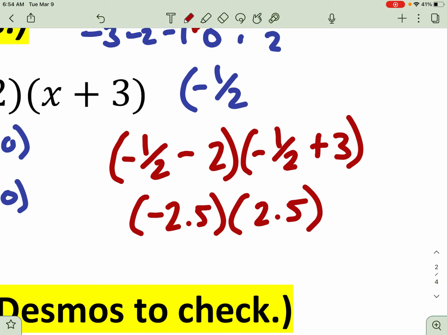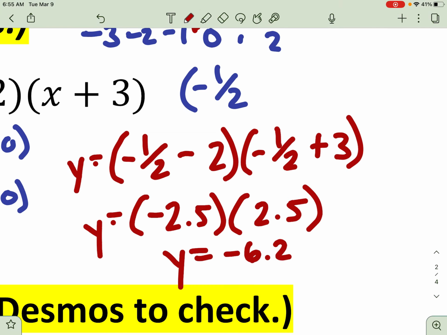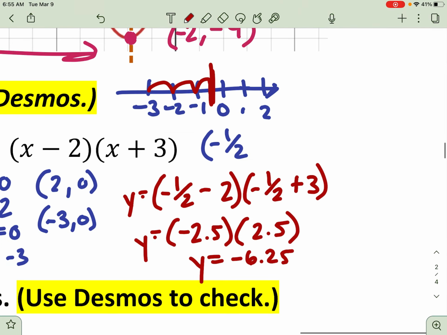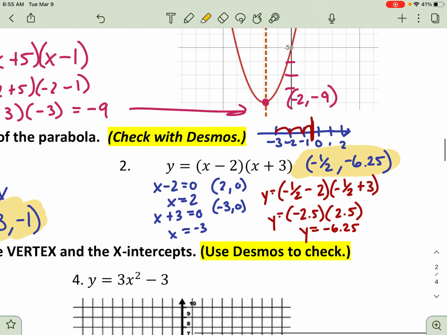Sometimes, it's not going to be a whole number, and it'll be a decimal. That's okay, though, right? You just have to work out the problem and then check it with decimals. So your answer here would be negative 6.25. So our vertex would be at negative 6.25, and of course the x value would be at negative 1/2. Okay, and again, if you're not sure, check it with decimals.